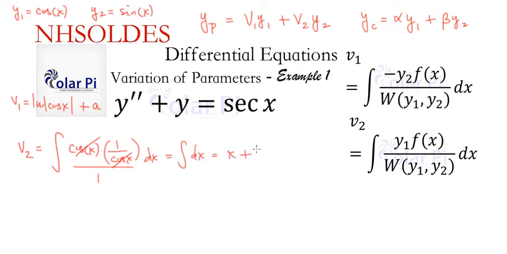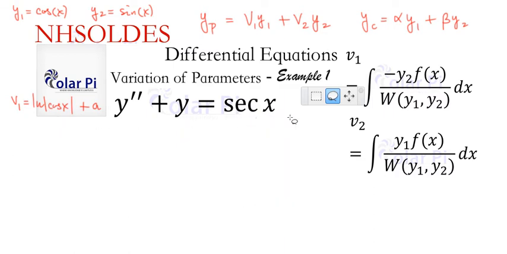And so let's say it also came with the constant b. So it's x plus b. Nice. So v2 is x plus b. Got it. v2 equals x plus b. Now that we've got v1 and v2, including with the unnecessary extra constants, let's look at what yp would be. yp is going to be v1 y1.